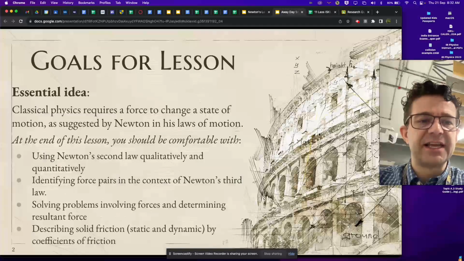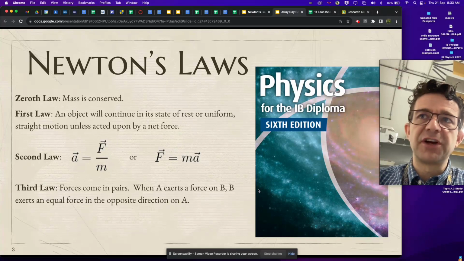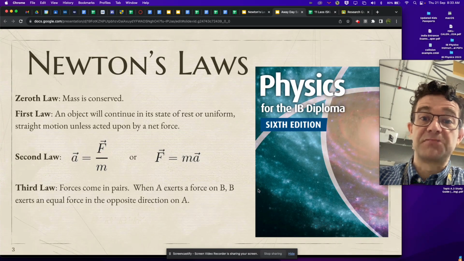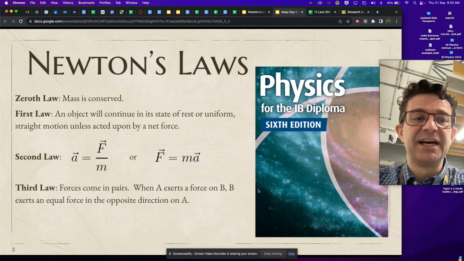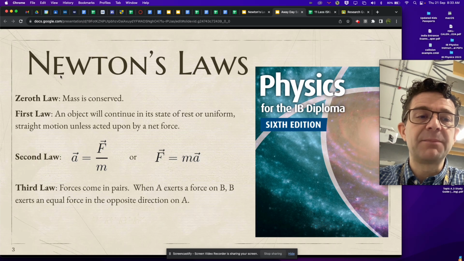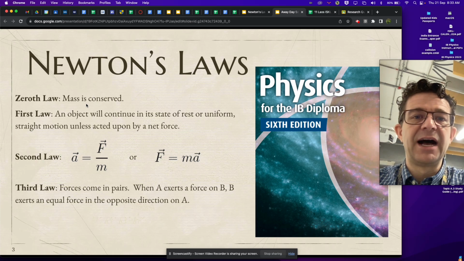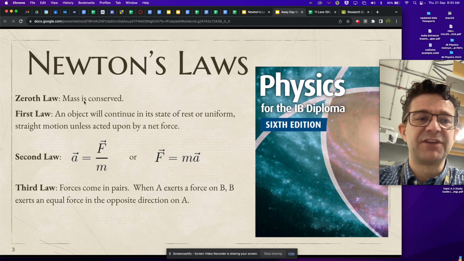The goal with this lesson is to help you use Newton's second law quantitatively and qualitatively. These other pieces we're not going to get to as much. Newton's laws are usually thought of as being three of them. There are technically, I suppose, four of them. And really, there's only two of them that are particularly important. So most people don't have this zeroth of Newton's laws, which says that mass is conserved. All of Newton's laws assume that you have a constant mass for objects. So the masses of objects can't change.